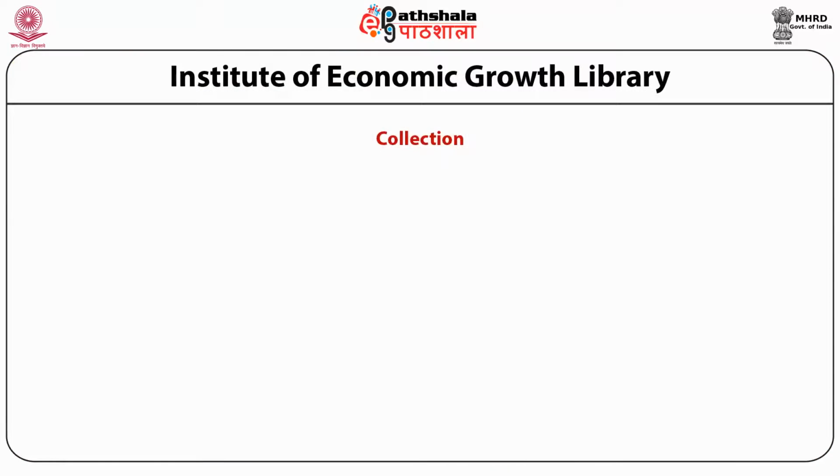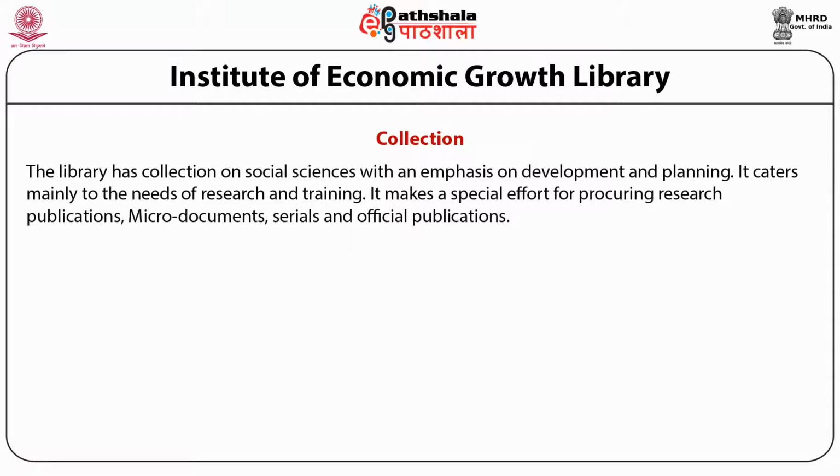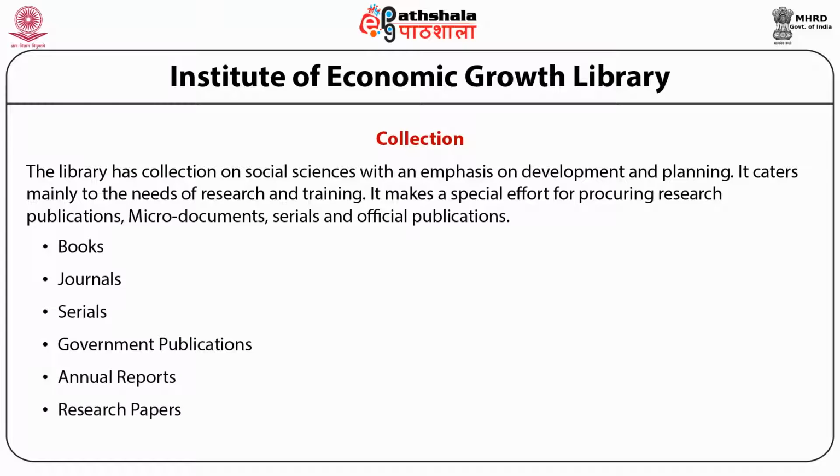The Institute of Economic Growth Library has a collection on social science with an emphasis on development and planning. It caters mainly to the needs of research and training. It makes a special effort for procuring research publications, micro documents, serials, and official publications, which consist of books, journals, serials, government publications, annual reports, research papers, census reports.